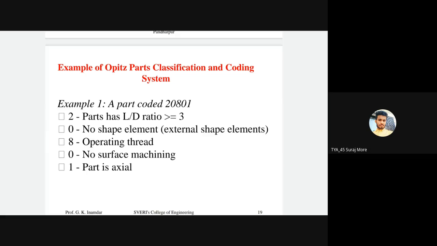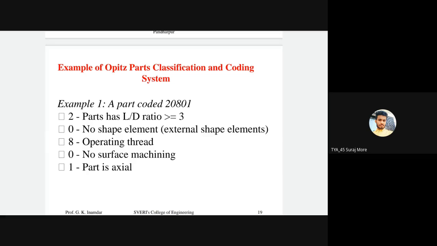Now the fourth digit is zero. What is the value of the fourth digit? Zero is nothing but no surface machining. Whatever the one, two, three, there will be different types of machining, like turning, drilling. Different types of machining processes will be added here. And last is whether the part is axial, rotational, or non-rotational; this may also be included.